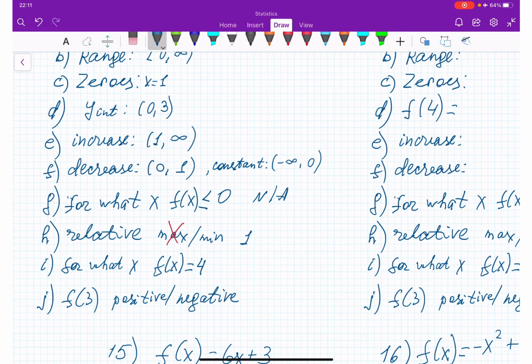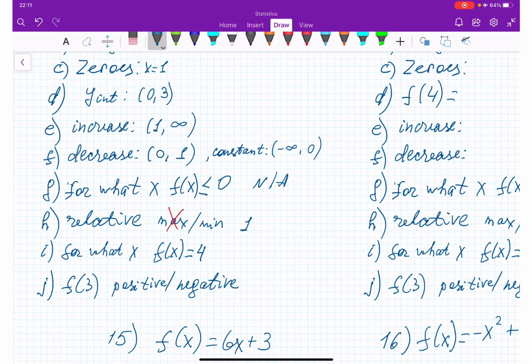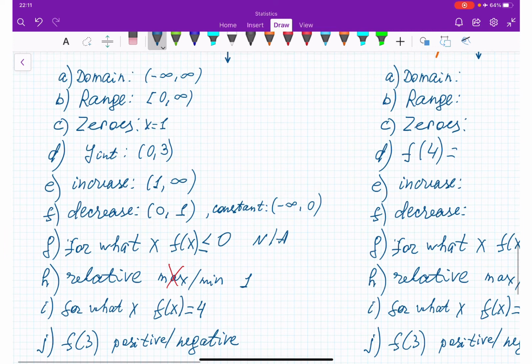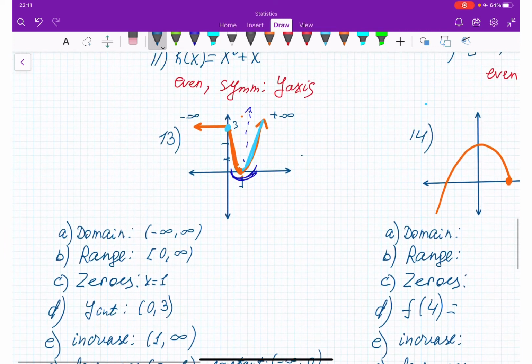Now, question number I. For what value of x is f of x equal to 4? F of x, which means it's y. It's asking if y is equal to 4, how much is our x? Okay, if this is 3, let's assume this is our 4, and the graph, I can't stretch it. Hold on. Okay, and put the arrow here.